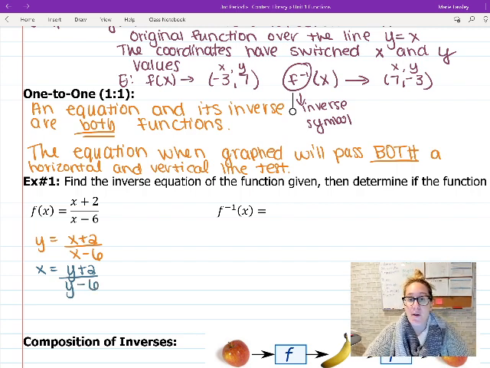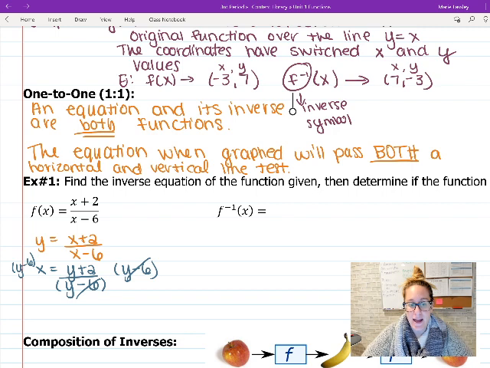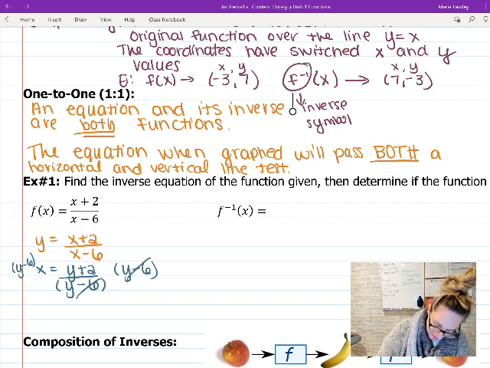Now there are definitely a couple techniques. I've seen students do this a few different ways. My recommendation, and how I'm going to solve it, is that I don't like working with fractions. So the first thing I'm going to do, probably every time I'm working with problems like this, is get rid of the fraction, which means I'm going to multiply both sides of my equation by y minus 6. Because then the fraction part's going to go away and I will be left with x times y minus 6 equals y plus 2.